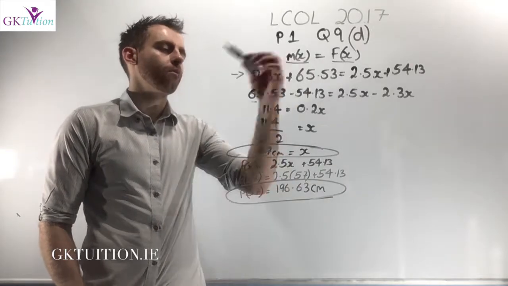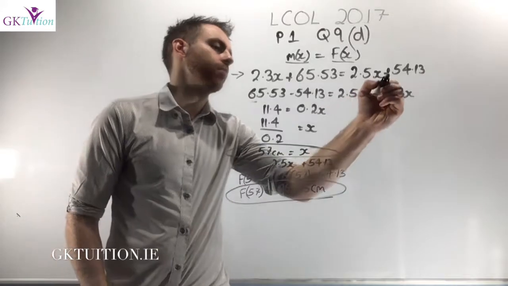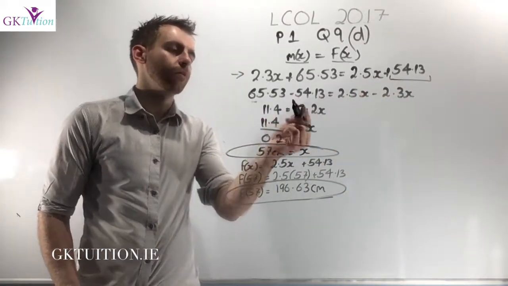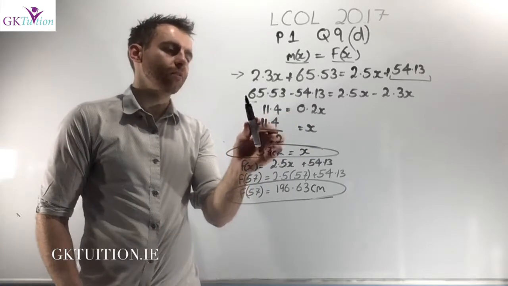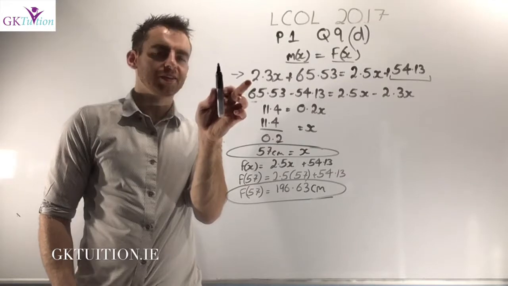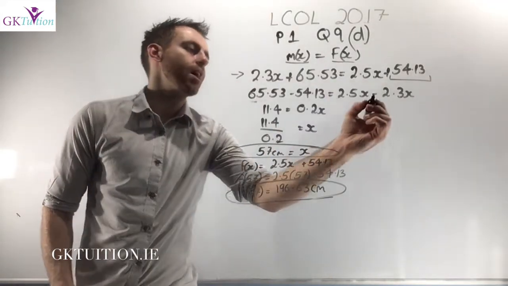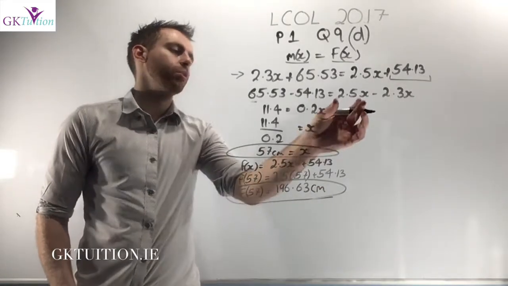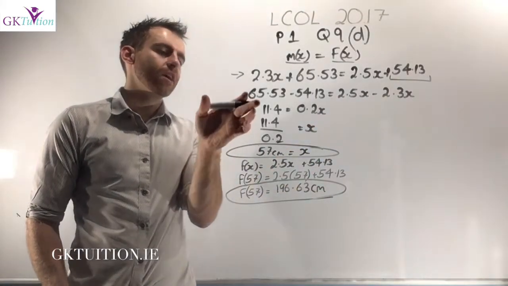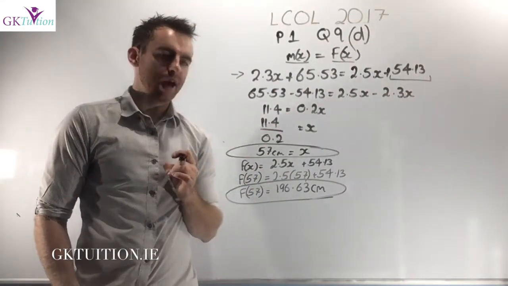What I've done is brought all my numbers to the left, all the x's to the right. In other words, I had a plus 54.13 on the right, and I subtracted 54.13 from both sides so that I was left with this on the left. I had a plus 2.3x on the left, and I subtracted 2.3x from both sides, and I ended up with this. So I ended up with 2.5x minus 2.3x. If you add the numbers on the left, you get 11.4. And if you add the numbers on the right, you get 0.2x.